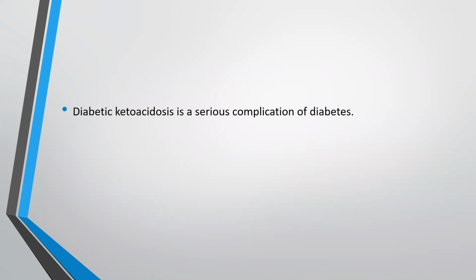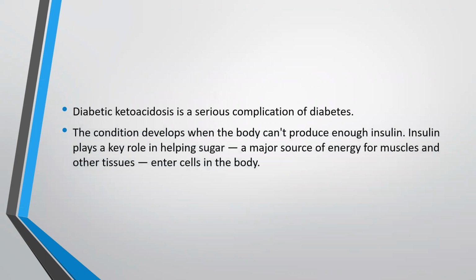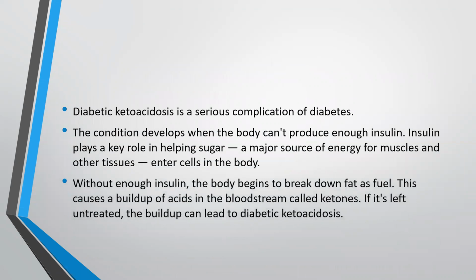We know diabetic ketoacidosis is a serious complication of diabetes mellitus, and the condition develops when the body can't produce enough insulin. Insulin also plays a key role in helping sugar, a major source of energy for the muscles and other tissues. Without enough insulin, the body begins to break down fat as fuel, and this causes a buildup of acids in the bloodstream called ketones. If left untreated, this can lead to diabetic ketoacidosis.